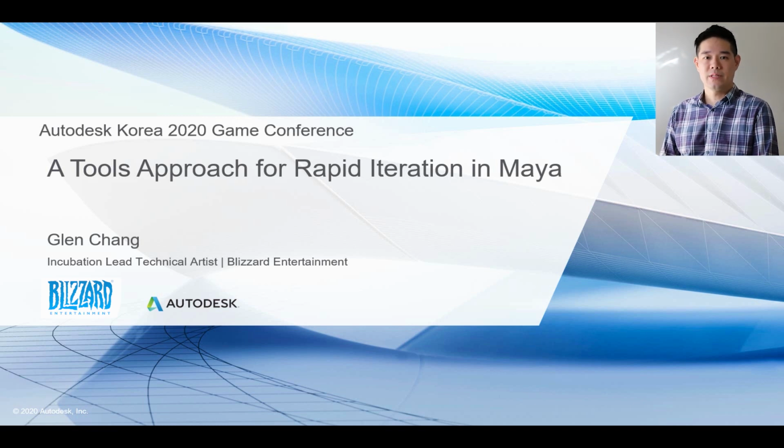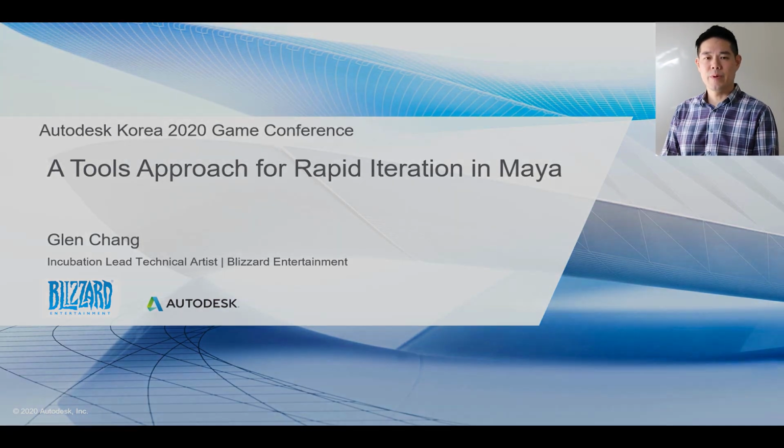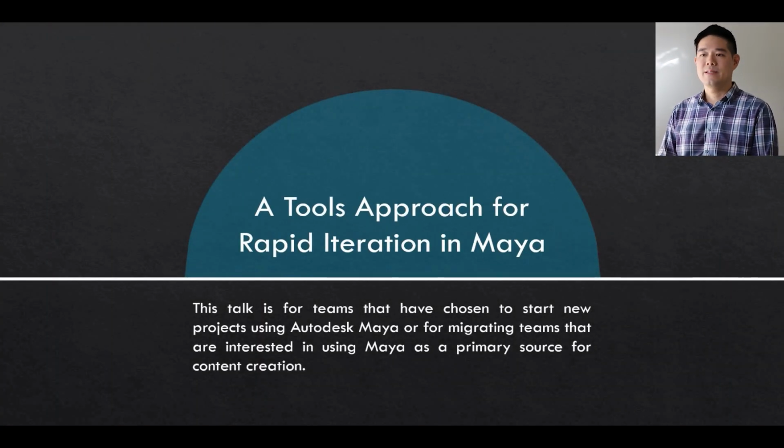I've worked at Blizzard for 10 years and I've helped ship games like World of Warcraft, Diablo, Overwatch, and now I'm on an exciting new incubation project. My talk today is about a tools approach for rapid iteration in Maya. This talk is for game teams that have chosen to start a new project in Maya, and it can also help game teams that are trying to move or migrate into using Maya as a primary source of content creation.